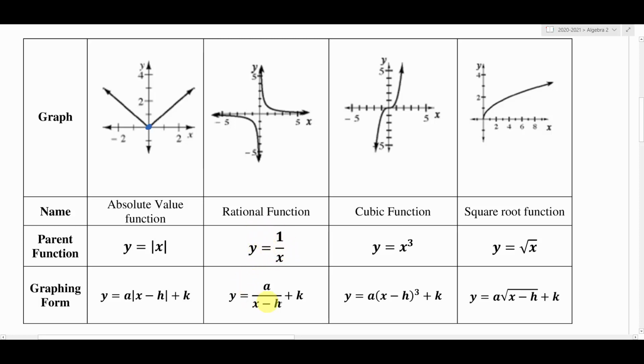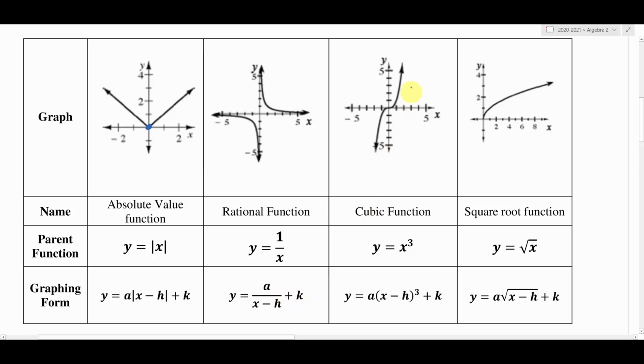Okay. Then when we do stuff to it, this is what it looks like, right? So we put the stretch factor in the top, where the 1 was. The left and right movement is going to go in the bottom of the fraction with the x. And then the up and down movement is going to be a plus or minus some number on the outside of the fraction. So it'll be separate from the fraction over here.